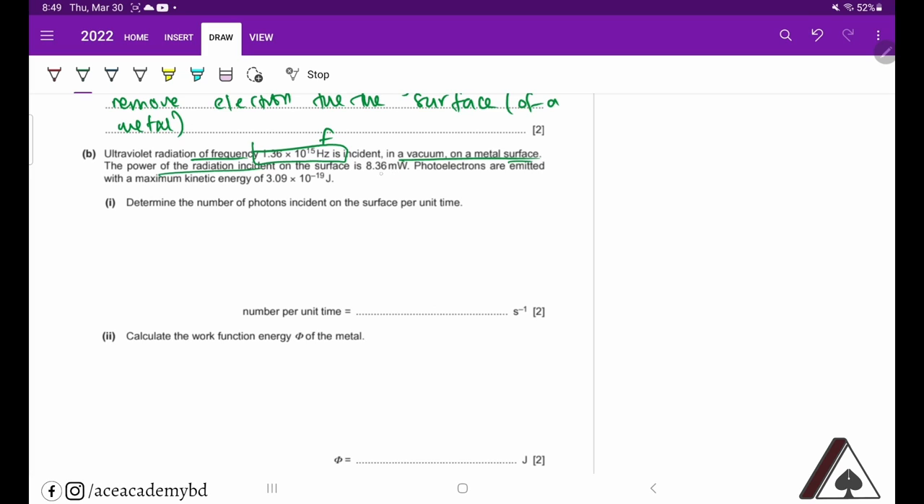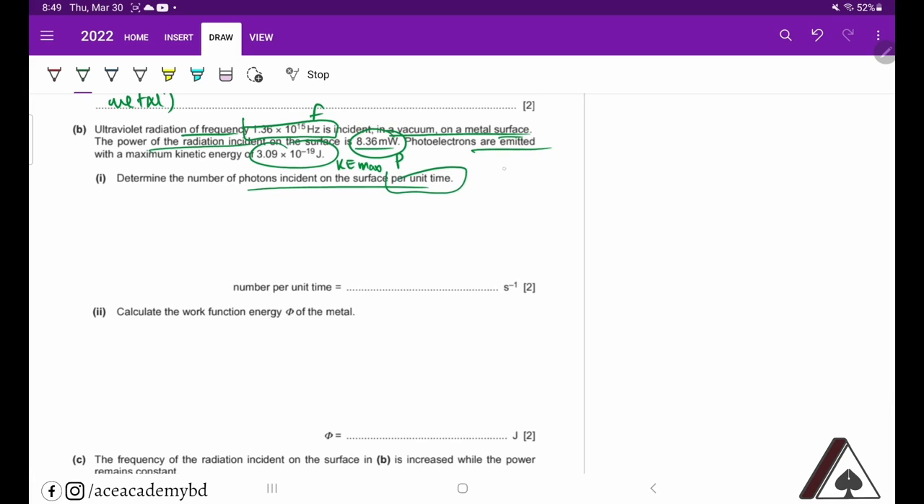The power of radiation incident to the surface is 8.36 milliwatts. So this is the power. Photoelectrons are emitted with a maximum kinetic energy of 3.09 × 10⁻¹⁹ joules. So this is our K max, which is the maximum kinetic energy. Now, in this question, they are asking us to determine the number of photons which are incident on the surface per unit time. So basically, we have to find 1 by t.